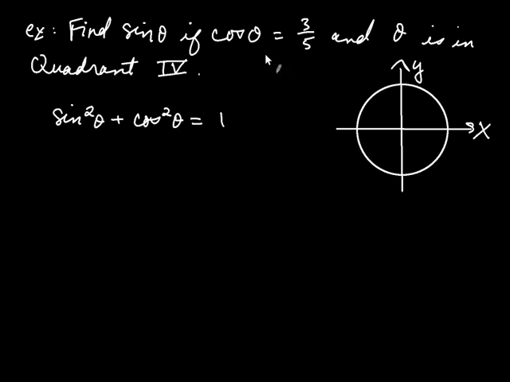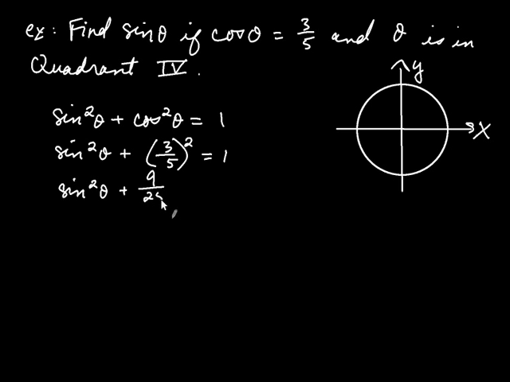So in this case, we're given that cosine of the angle is 3/5. They don't tell us what the angle is, just that cosine of the angle is 3/5. So I can write that in here. I've got sine squared theta plus the square of cosine, and cosine is 3/5, so this is the square of 3/5, and that's equal to 1. So sine squared theta plus 9/25 is equal to 1. If I subtract 9/25 from both sides, sine squared theta is equal to 1 take away 9/25, which is 16/25.